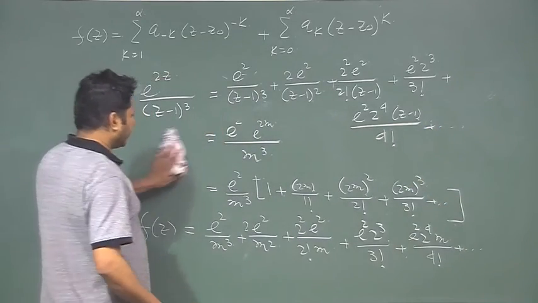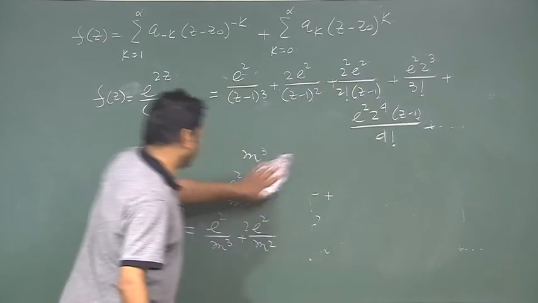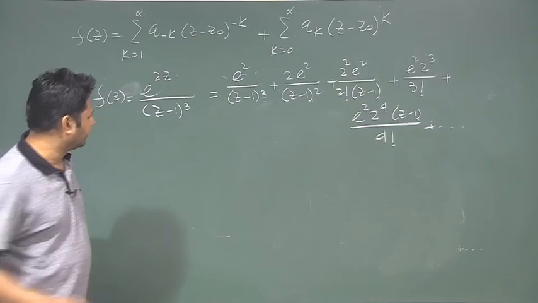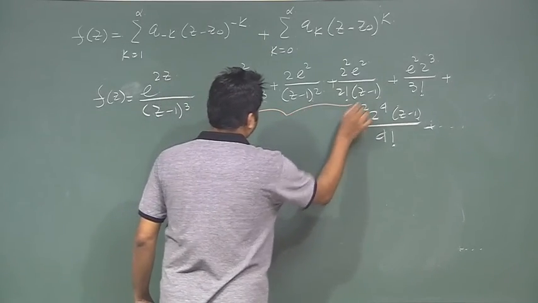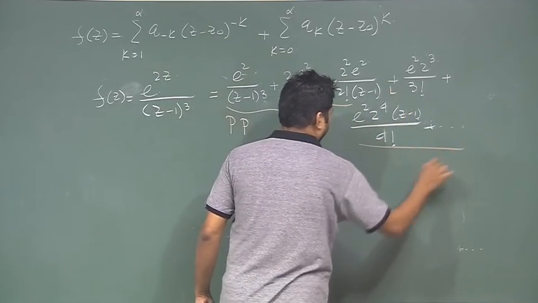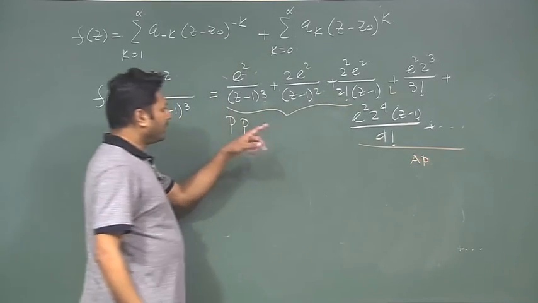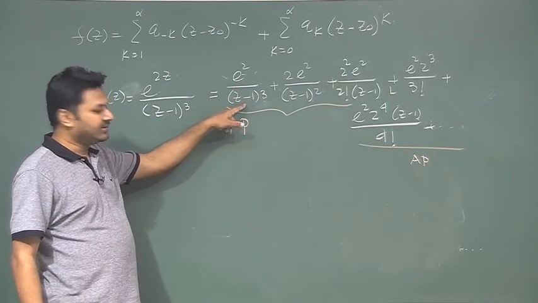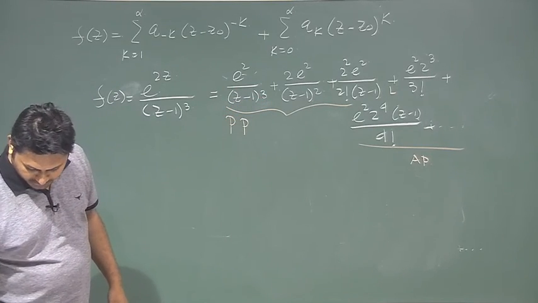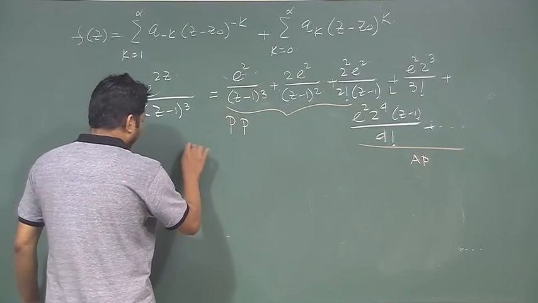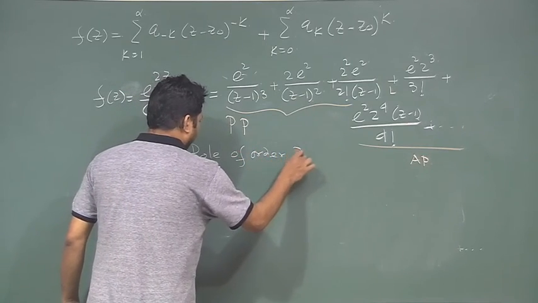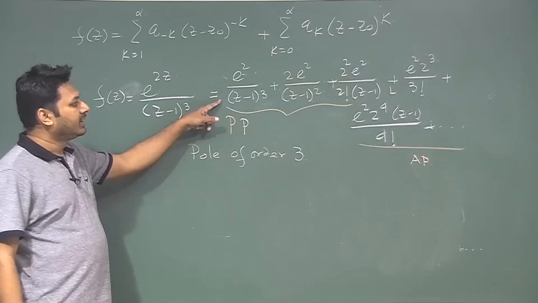So, my series is something like this, and in this series you can find that there are 3 terms associated with z minus 1 sitting in the denominator. This is the principal part, and the rest of these terms are the analytical part. In the principal part I have a singularity at z equal to 1, and the order of the pole of this singularity is 3. So, we have a pole of order 3 here for this particular example.